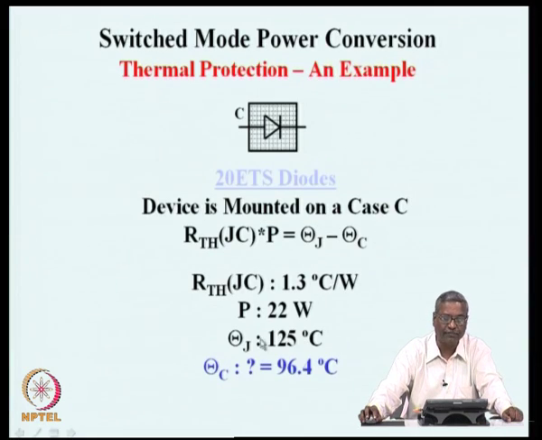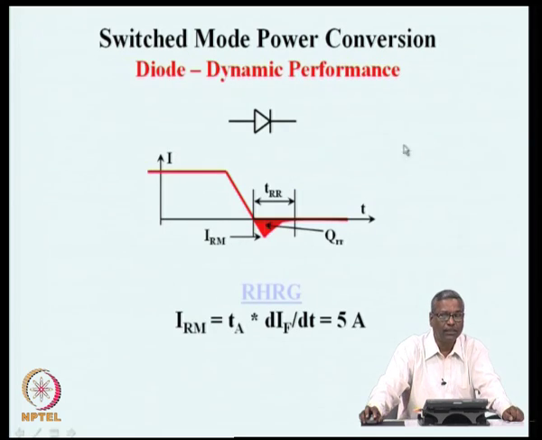So, we might like to safely operate the junction at 125 degrees, which is a little 25 degrees less than the maximum. So, in such a case, this relationship tells us that the case temperature should not be more than 96.4 degrees. So, if you mount a piece of heat sink which is capable of maintaining the temperature at or below 96.4, the device will be thermally protected. Later on, we will see a little more about the thermal designs as we get to know about circuit design through examples.